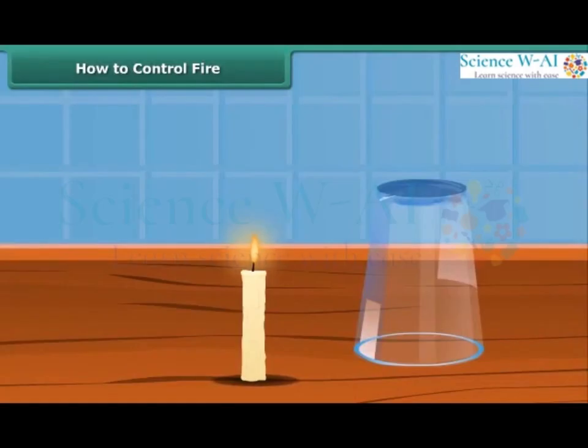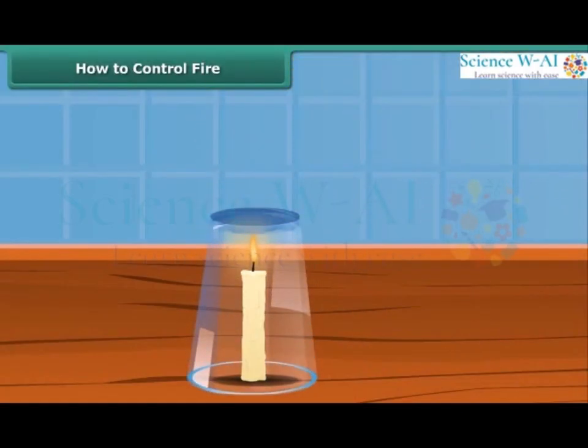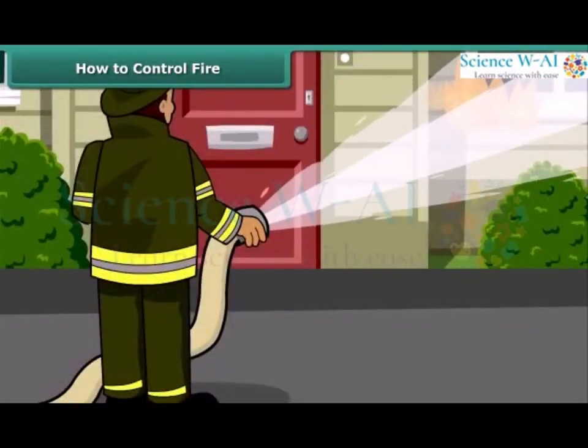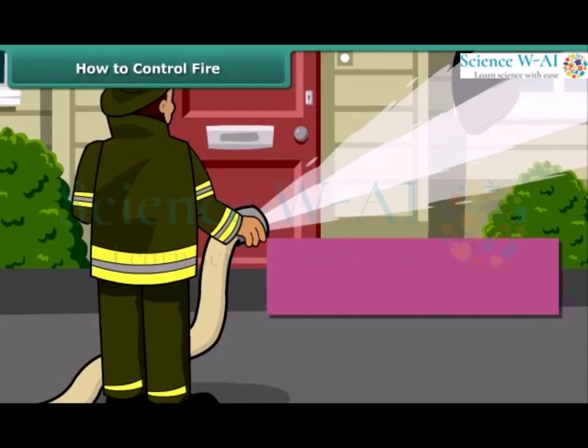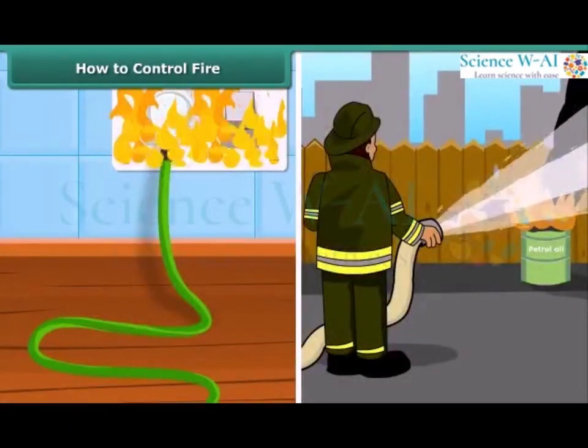Now we will see how the fire can be put off. Fire needs oxygen, heat, and fuel to exist. However, it can be extinguished by removing any one of them. You must have seen a fireman throwing water on the fire and the fire gets extinguished. Water brings the temperature of the combustible material below its ignition temperature and cuts off the supply of air. But water is not a good extinguisher for electrical or oil fires.